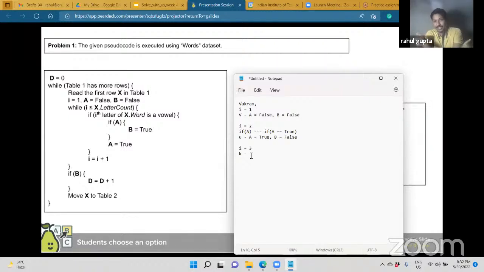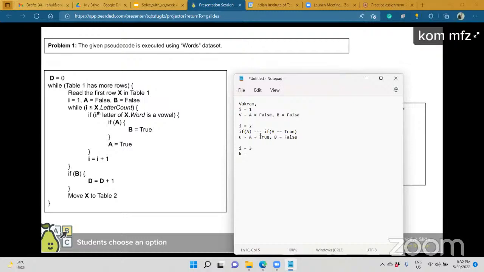So let's complete this example. For K, I will not enter into the block, right? So nothing will change.